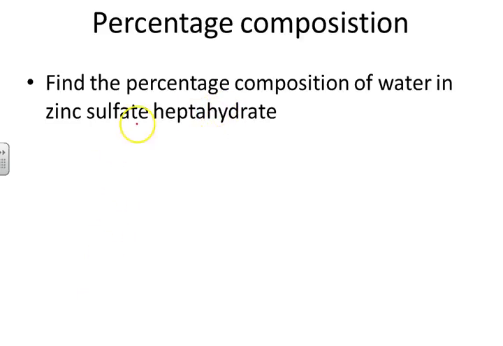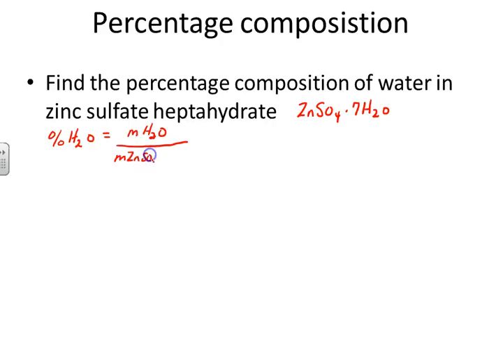Okay, time to try a hydrate. And we want to know the percentage composition of water in zinc sulfate heptahydrate. So let's write an equation for what it is that we actually want. We want the percent of H2O. To do that, we need to know the mass due to H2O divided by the mass of ZnSO4·7H2O times 100.